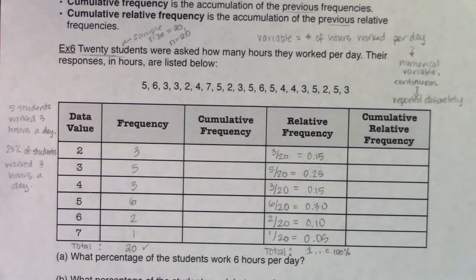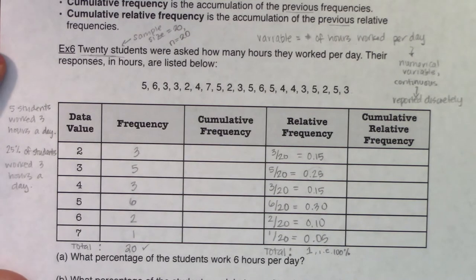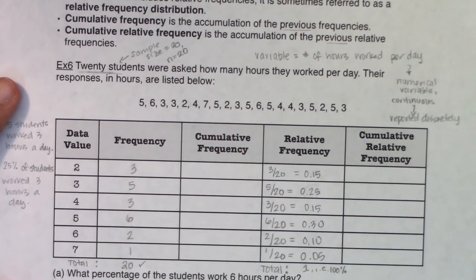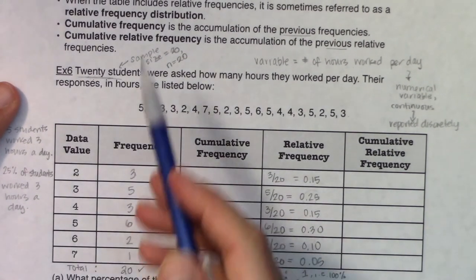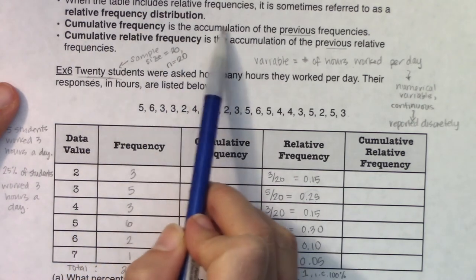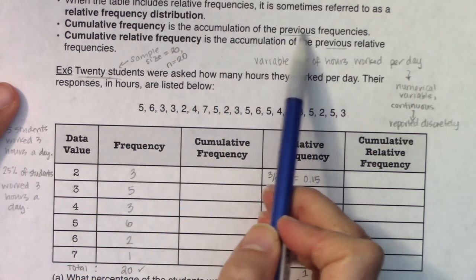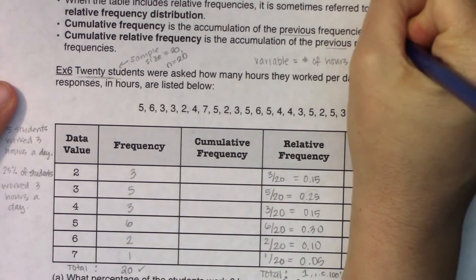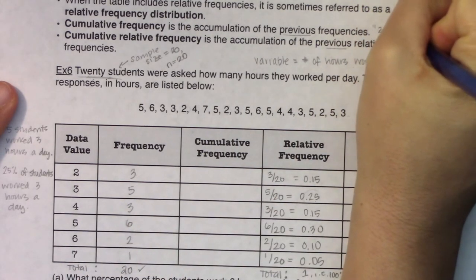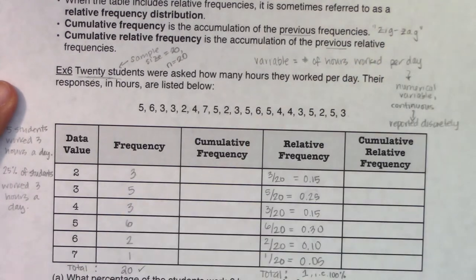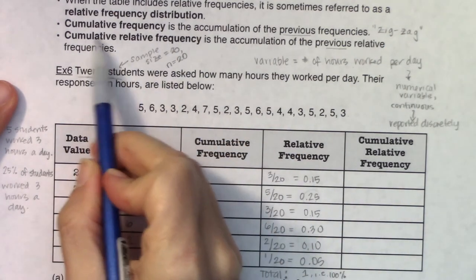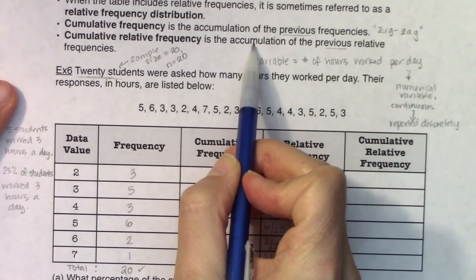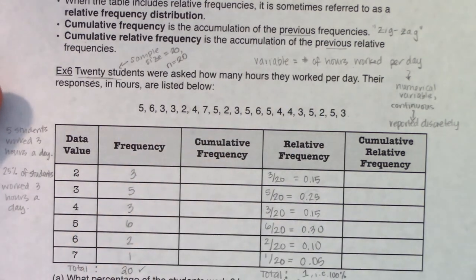All right, so with that, let's take a look at cumulative frequency and cumulative relative frequency. So let me scooch this back down. All right, cumulative frequency, it's the accumulation of previous frequencies. So I'm gonna show you how to crunch this. I'm gonna use something called the zigzag method. This is not anything formal, it's just some name I have. It helps me remember how to do this. And cumulative relative frequency is the accumulation of previous relative frequencies.